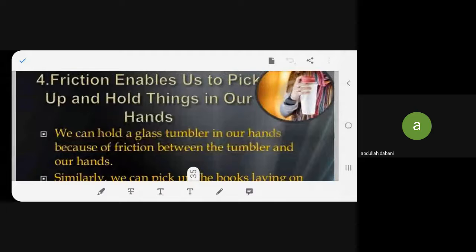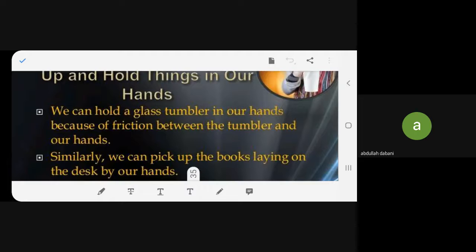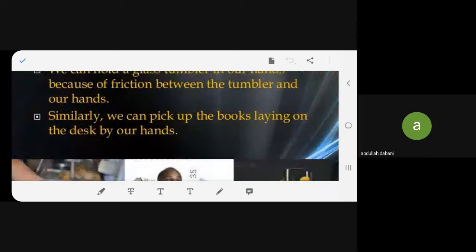Let's start. Next, number 4. Friction enables us to pick up and hold things in our hands. We can hold a glass tumbler in our hands because of friction between the tumbler and our hands. Similarly, we can pick up the books lying on the desk by our hands.